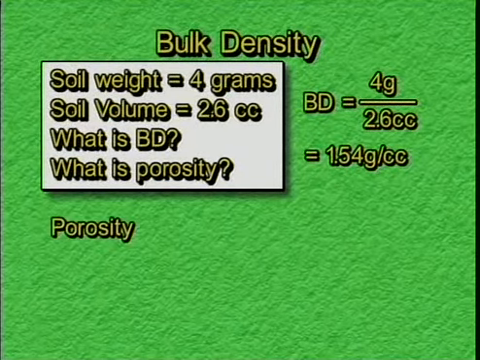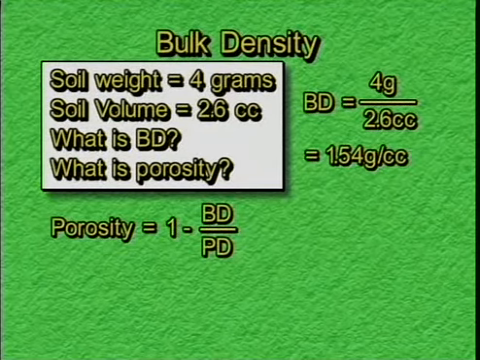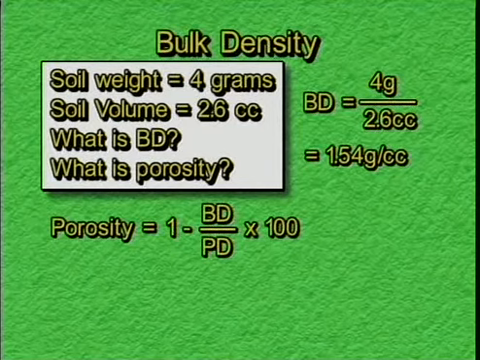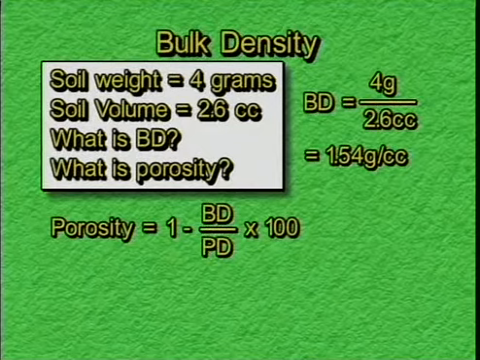The formula for porosity that I described earlier is equal to 1 minus the ratio of bulk density to particle density, times 100, because we want this porosity value expressed as a percentage, and that's why we multiply it by 100. So if this is the formula for porosity, and we've just calculated bulk density in this example problem to be 1.54 grams per cc, we simply take that value of 1.54 and plug it into our formula.